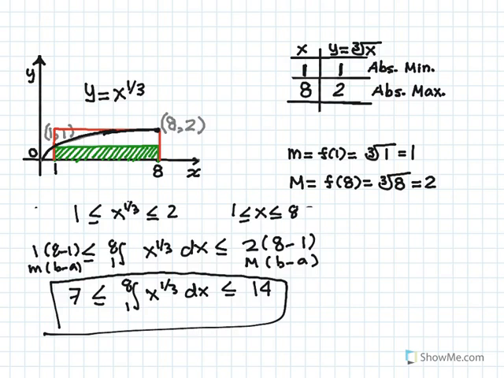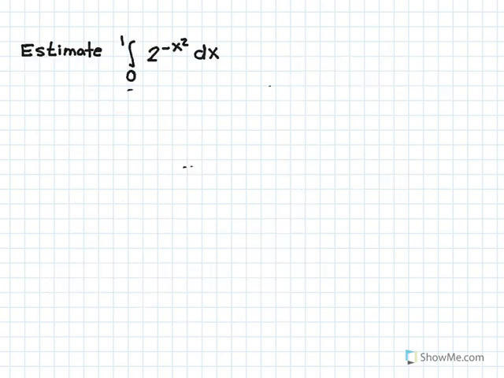All right, let's look at another example. So here we have estimating the integral from 0 to 1 of 2 to the minus x squared dx. The first thing we notice is that this is a negative exponential. It is decreasing. So let's actually do a graph of this and show that it's decreasing. When x is 0, the y value is 1. And when x is equal to 1, the y value is going to be 2 to the minus 1, which is 1/2. Let's shade this region in green.